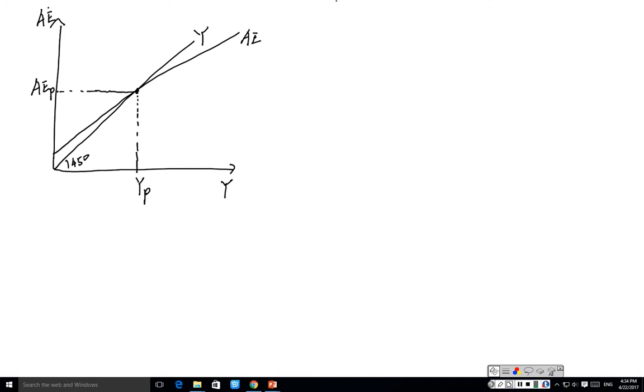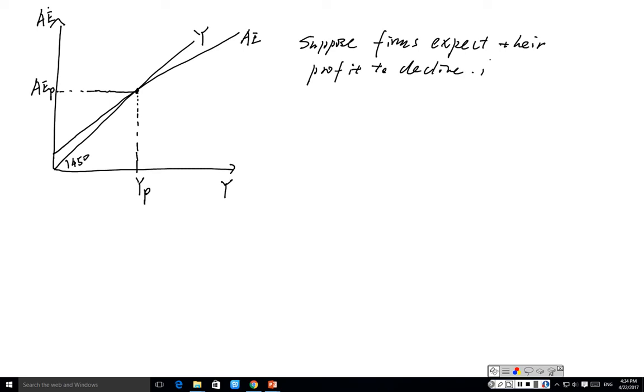So what is the multiplier effect? Let's suppose firms expect their future profit to decline. So how could this affect the Keynesian Cross model?